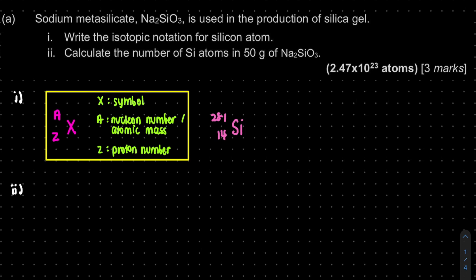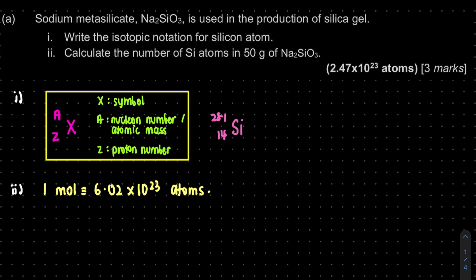Question number 2, Roman. Calculate the number of Si atom in 50 gram of Na2SiO3. So how do we find out the number of atoms? Here it mentioned it wants only the silicon atoms in our Na2SiO3. How do we find out the number of atoms? It is based on our Avogadro constant. One mole of our molecule itself is equal to 6.02 exponent 23 atoms.